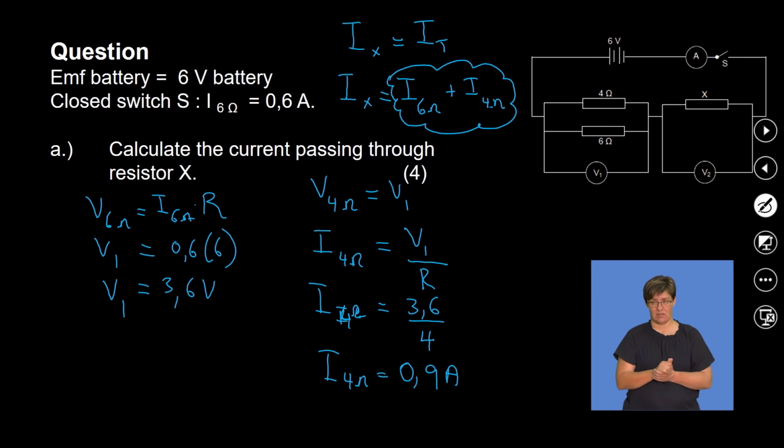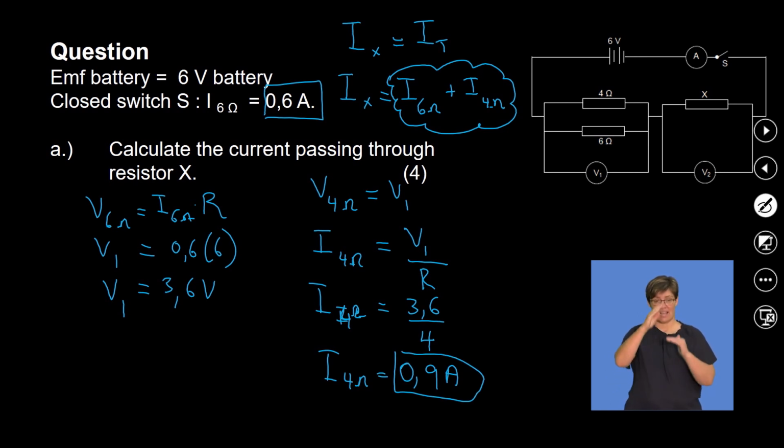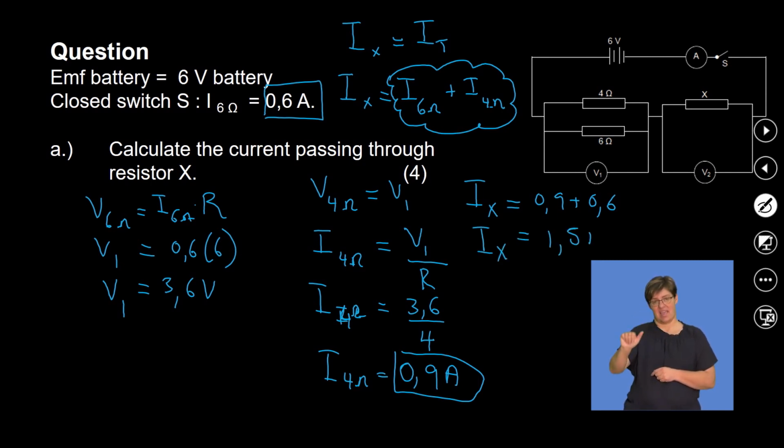And you'd realize that 0.6 is for 6 ohms, and 0.9 is for 4 ohms. And it tells us 4 ohms has less resistance. That's why it gets greater current. So the total current that goes through X is equal to 0.9 plus 0.6, which means the total current for X is equal to 1.5 amperes. So this is typically a multi-step type of problem.